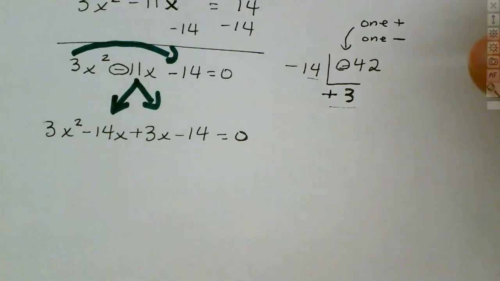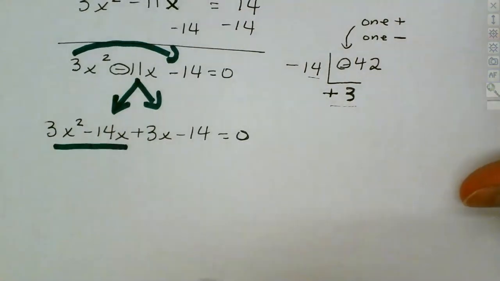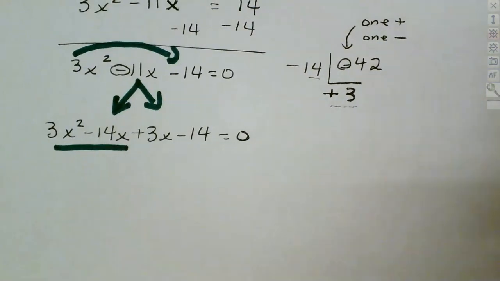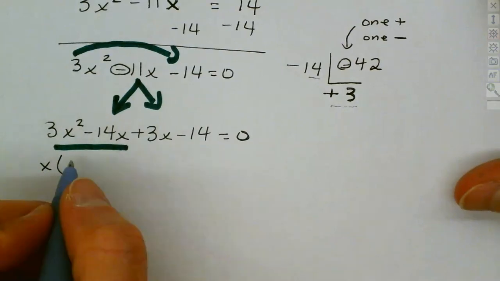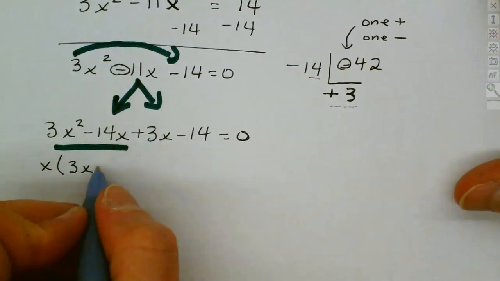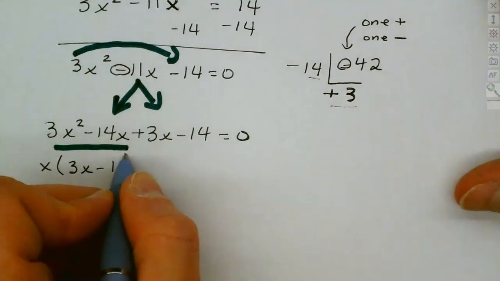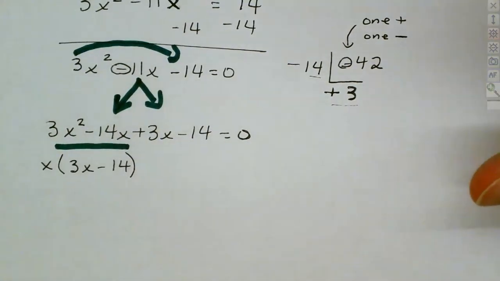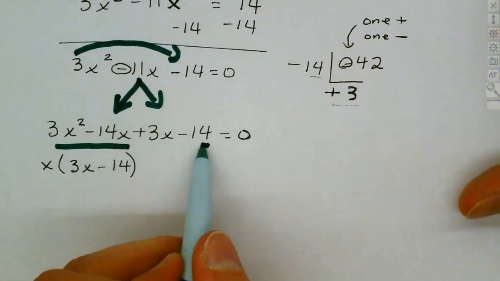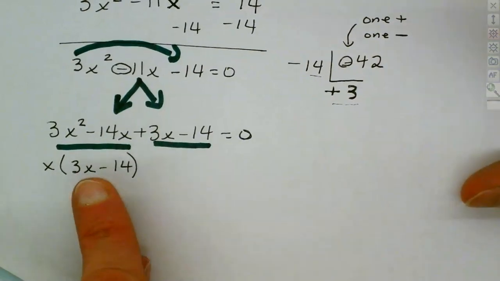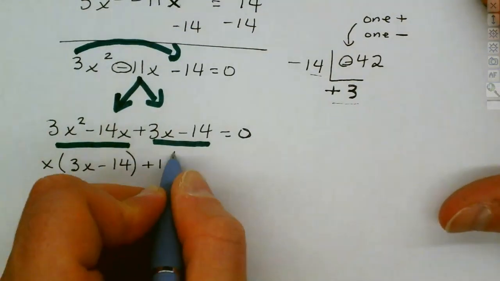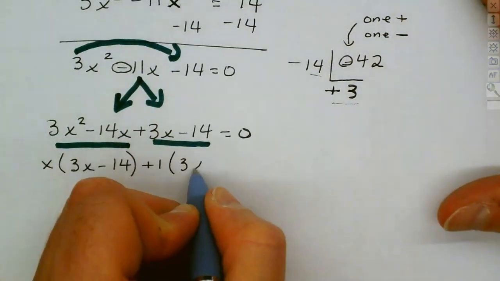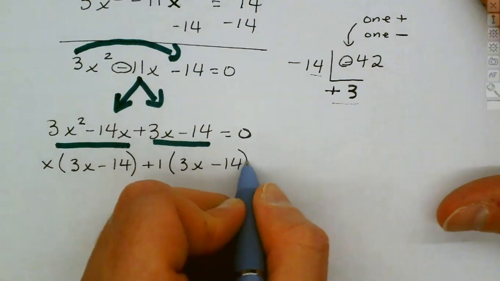Okay, we need to finish this out. What can I factor out of the first two pieces here? Can someone tell me? Yep, all I can factor out is an x, and that leaves me with 3x minus what? 14. The next two pieces, well, this already matches up, doesn't it? If nothing factors out, you always need to factor out that 1. So factor out that 1.